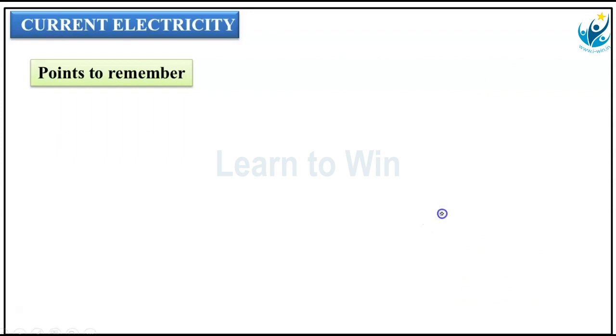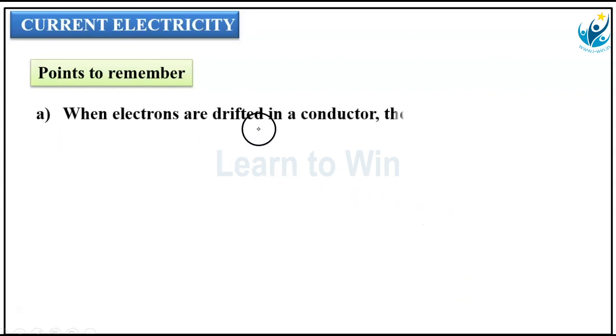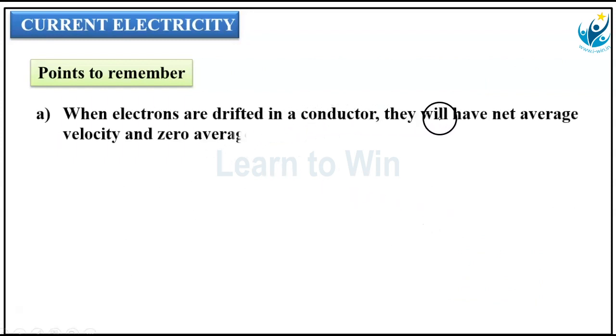Now, points to remember. When electrons drift in a conductor, they will have a net average velocity and zero average acceleration. Why zero average net acceleration? Because the drift velocity is a constant velocity. Hence, the average acceleration becomes 0.